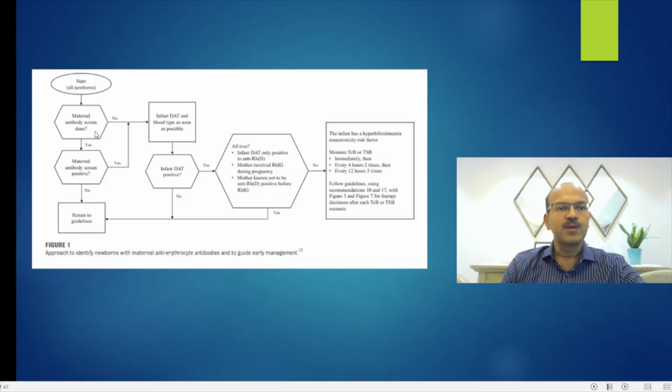There is a nice flow diagram that you can refer to. The starting point is all the newborns, and then you review whether a maternal antibody screen was done or not. If it is done, you look at whether it is positive, and if it is negative, you can follow the guidelines as for any other baby. If the antibody screen is positive, or if the maternal screen was not done, the newborn should have the Coombs test as we discussed earlier, and the blood type should be done as soon as possible. If the infant is DAT positive, then we go to the high risk pathway. If it is negative, then it goes to normal management.